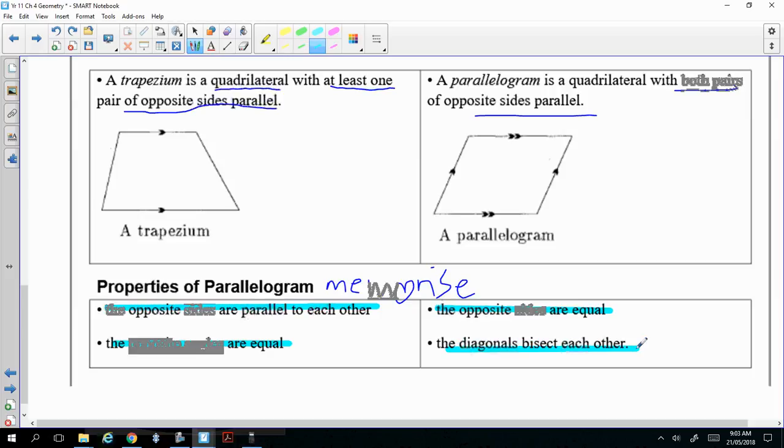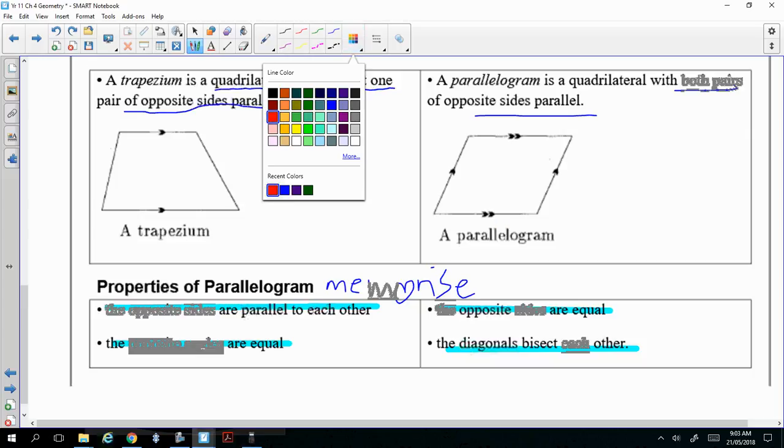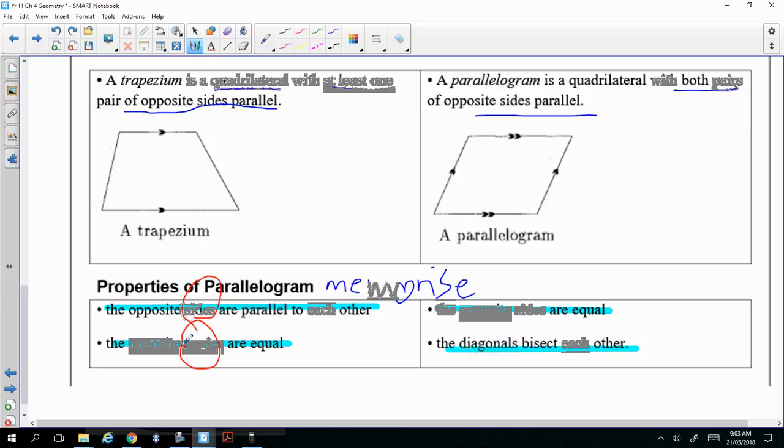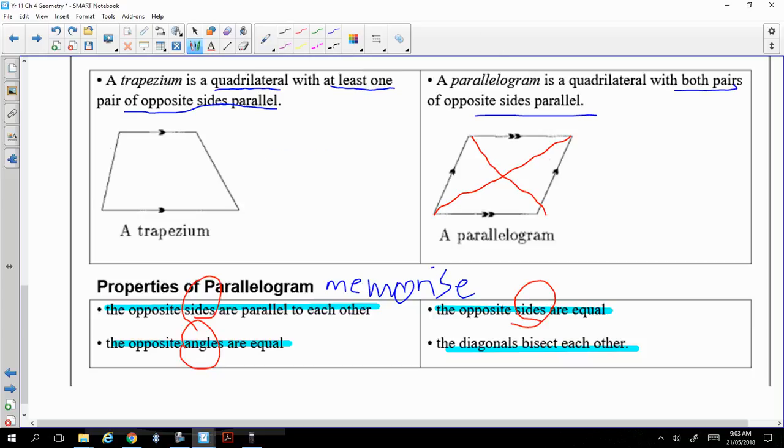Now let's look at these; they are not hard to remember. Opposite sides are parallel, which is the definition of a parallelogram. Opposite angles are equal. Opposite sides are equal. So three of them have the word opposite in them: opposite sides, opposite angles, and opposite sides again. The last one is that diagonals bisect each other. A diagonal is a line that connects two vertices inside the shape. If I draw two diagonals, they cut each other into two equal halves. This means they bisect each other. So there are four properties you have to memorize.